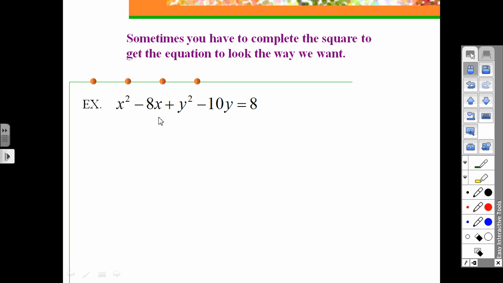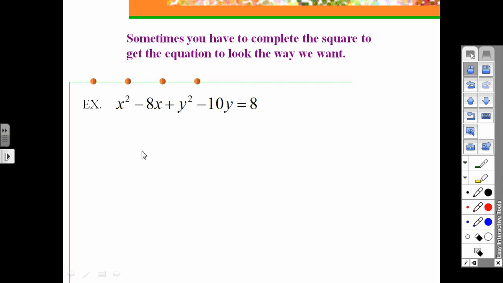Okay, so it's not easy to read off what the center is or what the radius is. So what we have to do is complete the square. Maybe you guys remember that from algebra last year. When we complete the square, what we're doing is trying to create a perfect square trinomial so that we can factor it into something that looks like x minus h quantity squared, or y minus k quantity squared.